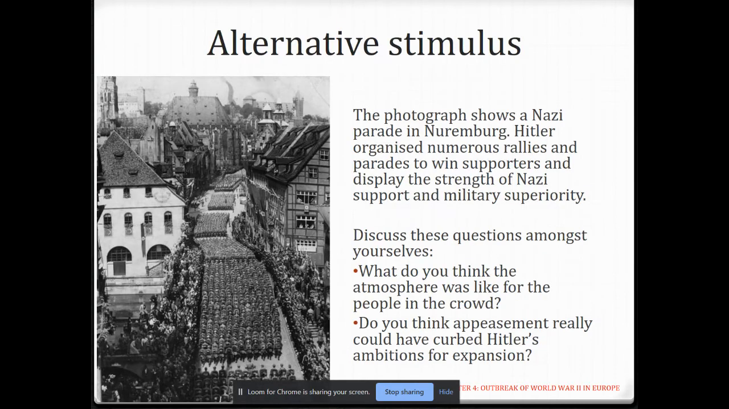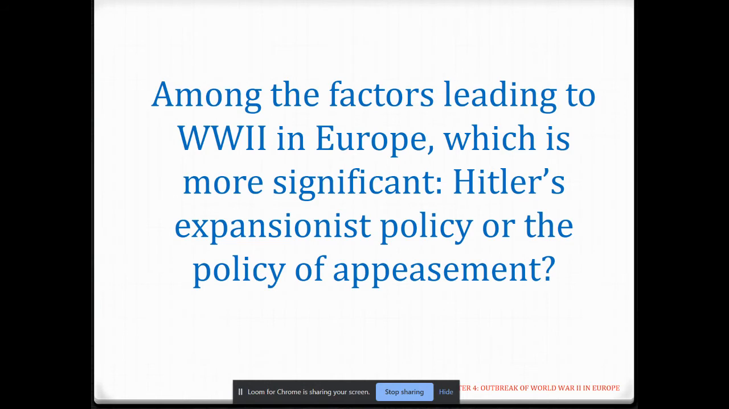So let's get started. You can take a look at the photo. You can pause the video if you want to take a look and think about the questions, but I'm going to move on. This is the inquiry question that you will see in your textbook: among the factors leading to World War II in Europe, which one was more significant? Hitler's expansionist policy or the policy of appeasement?